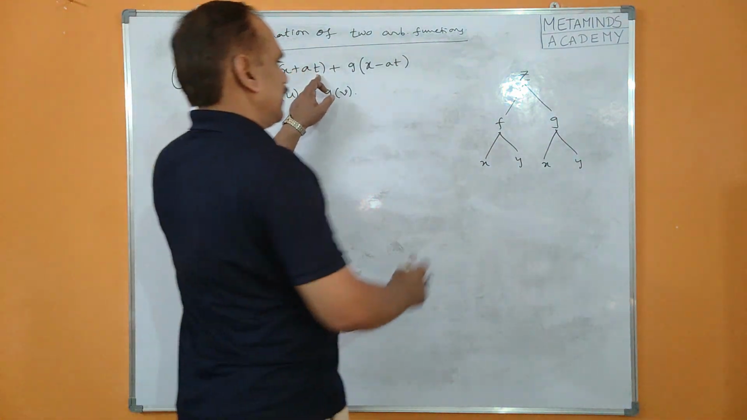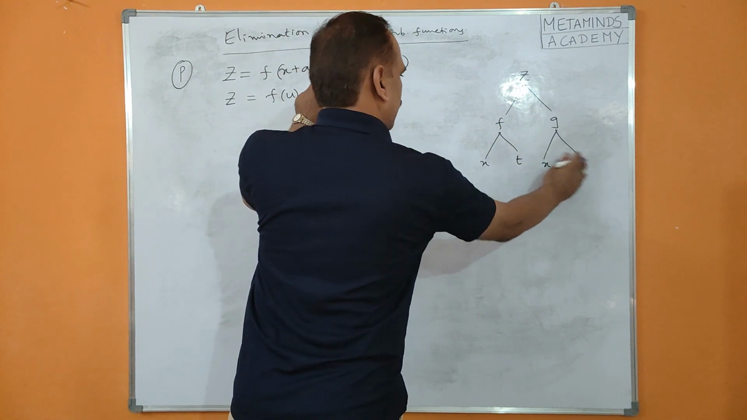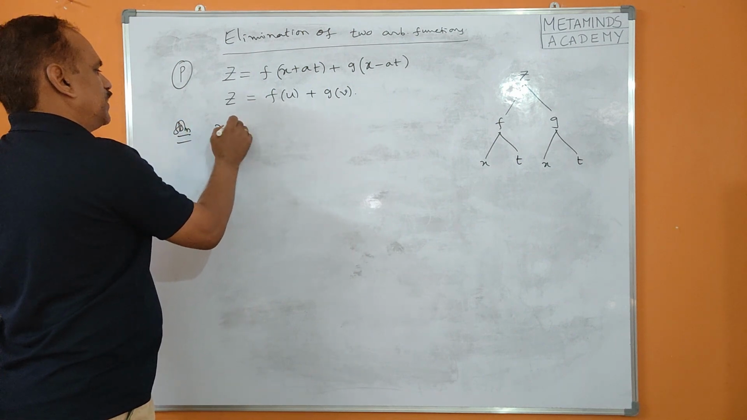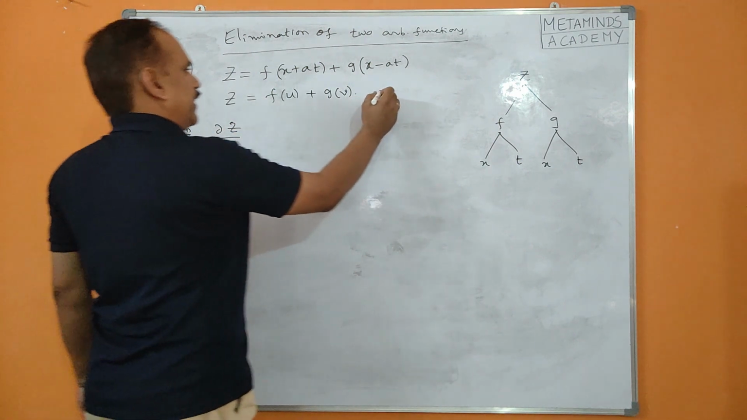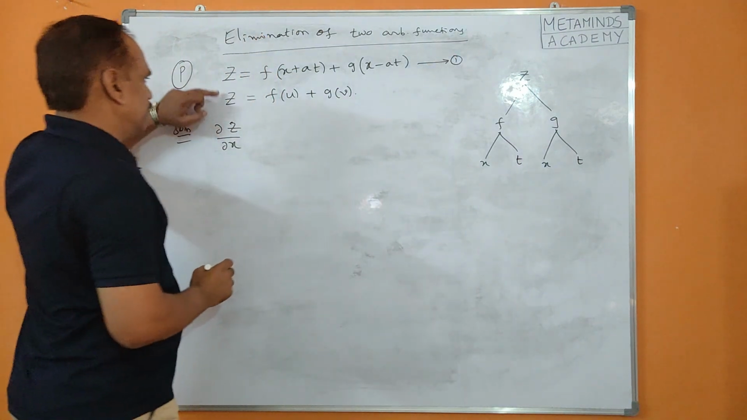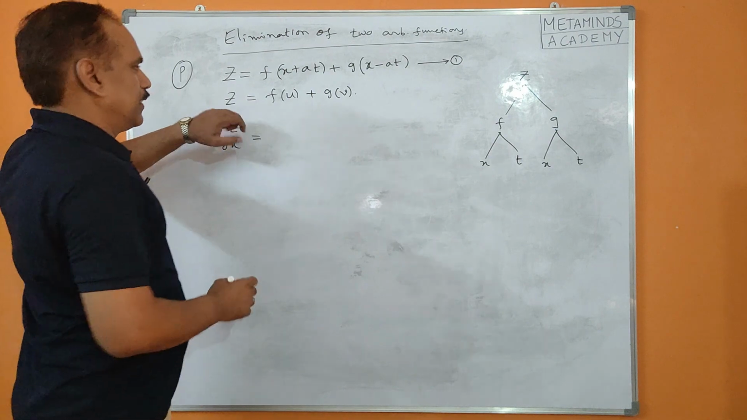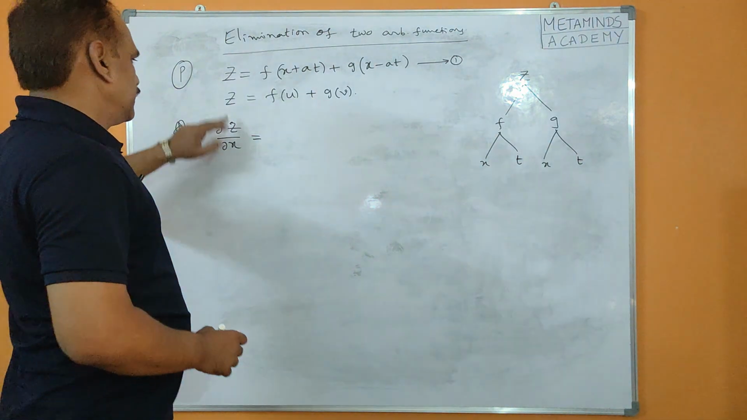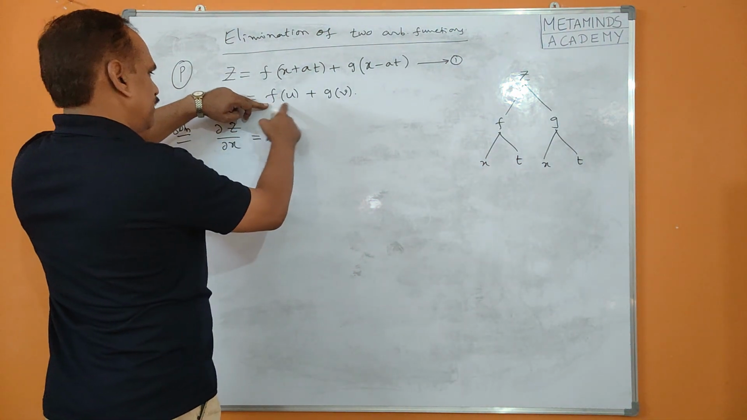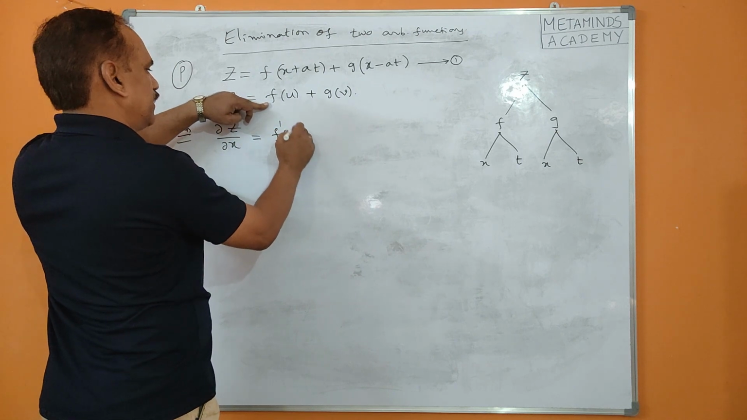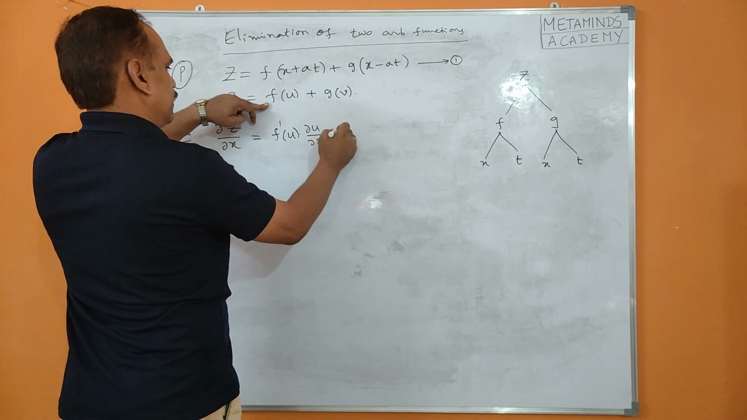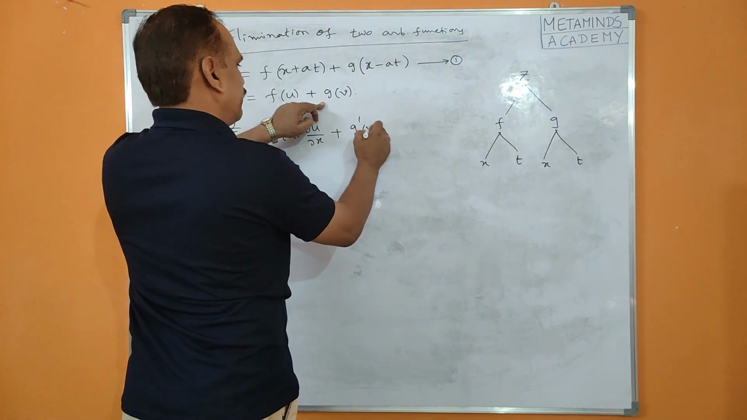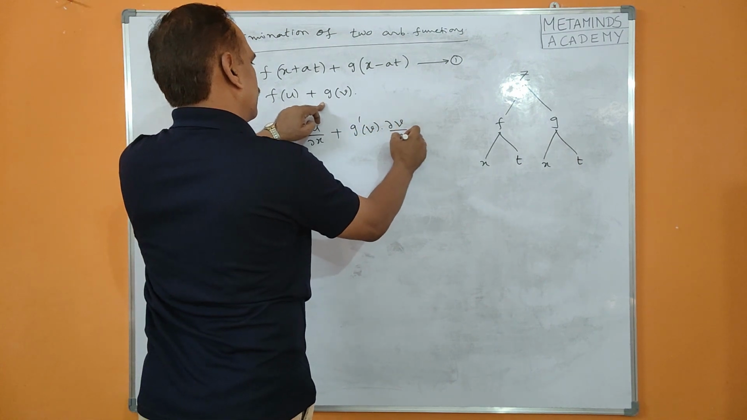So here you have x and t. Because it is given t, you can write t here. Now, differentiating the given equation with respect to x, dou z by dou x equals, now differentiate this directly with respect to x because we are differentiating z with respect to x. So differentiating this with respect to x is f dash u into dou u by dou x plus g dash v into dou v by dou x.